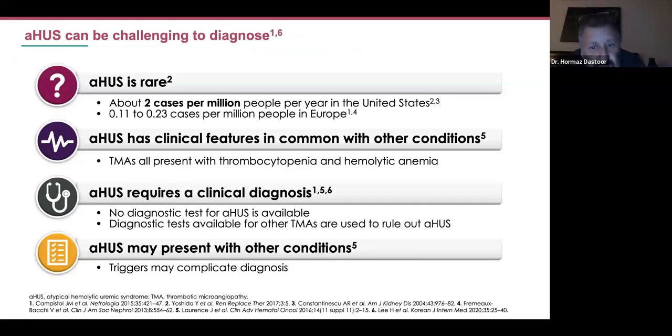Now, I'm talking about primary atypical HUS, which is the complement mediated disease, and it is a very rare disease. So in the United States, the incidence of the disease is only about 2 cases per million per year. In Europe, the incidence is less. As I told you before, it usually presents as a TMA picture characterized by thrombocytopenia and non-immune mediated hemolytic anemia. There is no specific diagnostic test to definitely diagnose AHUS. Therefore, the diagnosis of AHUS is based upon clinical criteria and your clinical judgment. And atypical HUS is a very common genetic problem, but it needs a trigger, and in the absence of a trigger, it is a very rare disease.